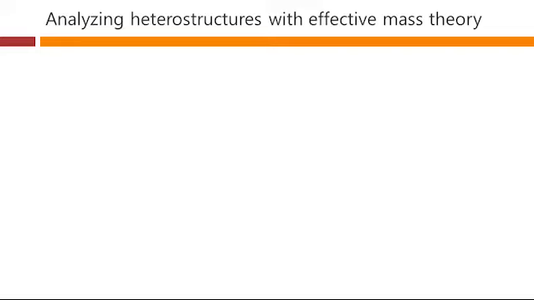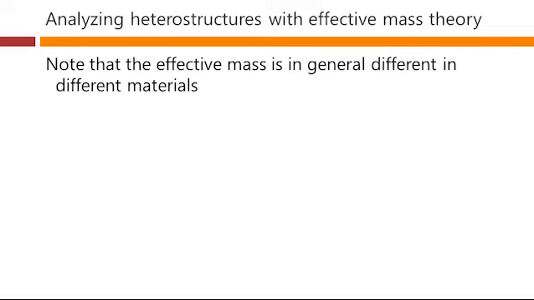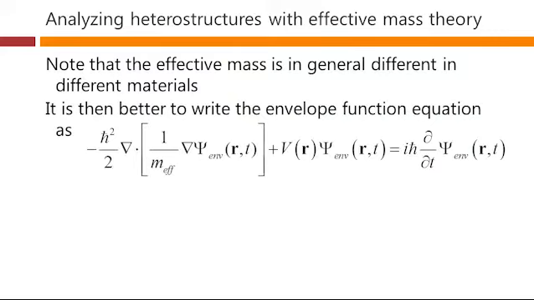We can analyze heterostructures using effective mass theory. Note that the effective mass, however, is in general going to be different in different materials. And as a result, it's then better to write our envelope function Schrödinger equation in this somewhat different form. In this form, we've put the 1 over the effective mass inside the del squared. Now, if the effective mass is not changing between one material and another, it's just a constant, so we could take it outside and we'd have the equation we had before.